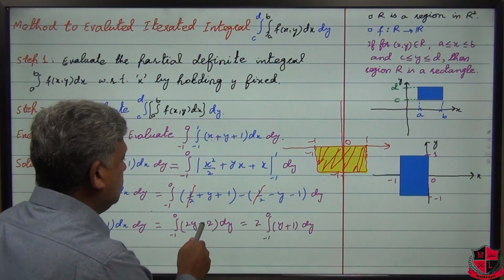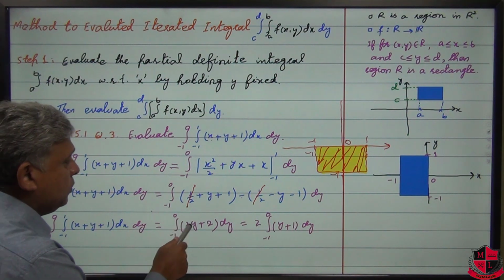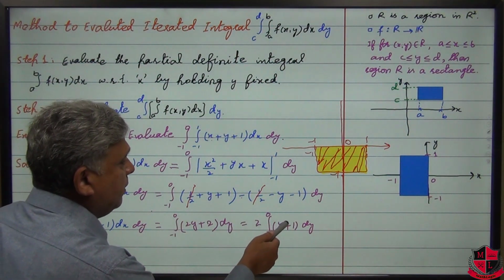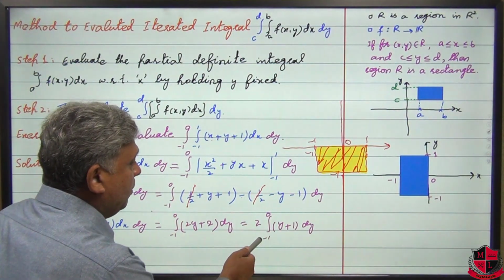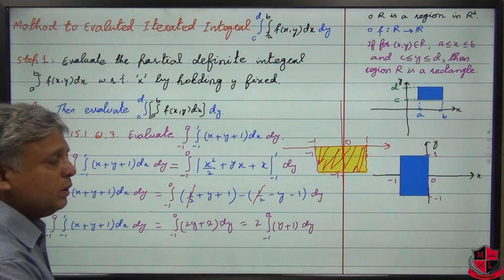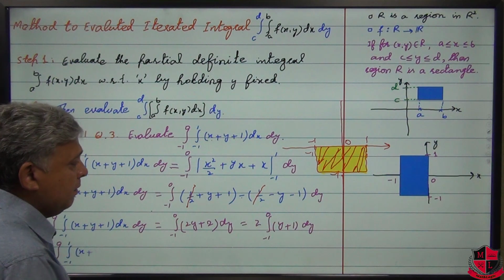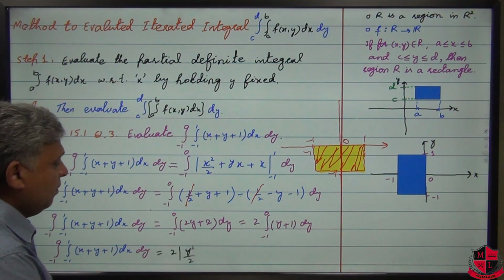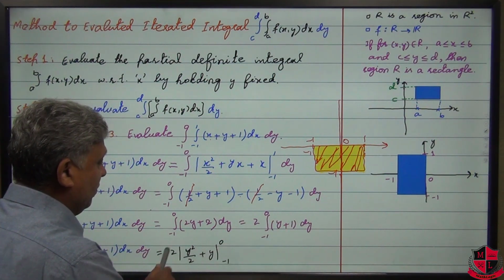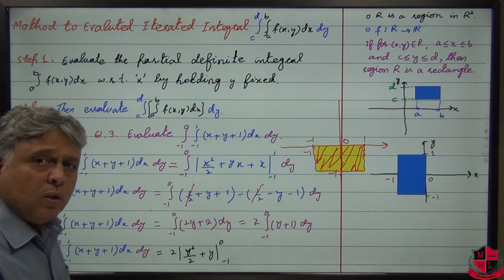This minus will become plus, and y plus y will become 2y, and this 1 and this minus minus 1 will become 2. So the integral inside is 2y plus 2, and taking 2 common from the integral, the remaining integral is now from -1 to 0 of y plus 1 dy. Now we shall evaluate this integral with respect to y. The integral of y will be y square by 2, and the integral of 1 with respect to y will be y. The limits of integration are from -1 to 0.